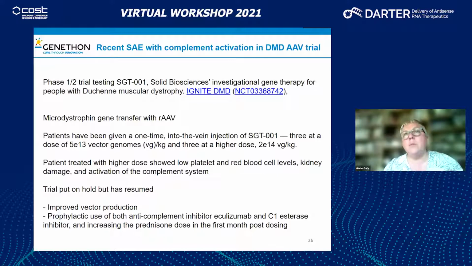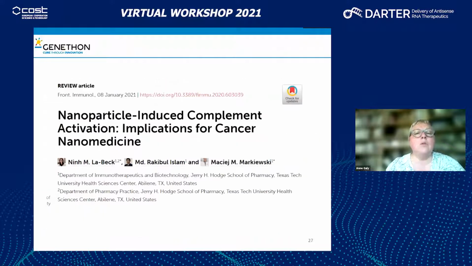So the trial was put on hold, and it has resumed. To overcome this problem, they've had to improve their manufacturing to have better quality AAV particles with less empty capsid, but they're also using a prophylactic anti-complement inhibitor, eculizumab, and a C1 esterase inhibitor directly in their trial, and they're increasing the dose of corticoids in the first months post-dosing. So that shows you how serious and real these problems are. And again, this complement activation was really overlooked.